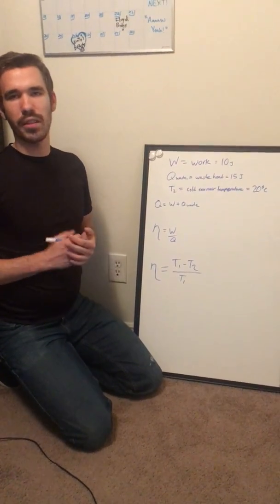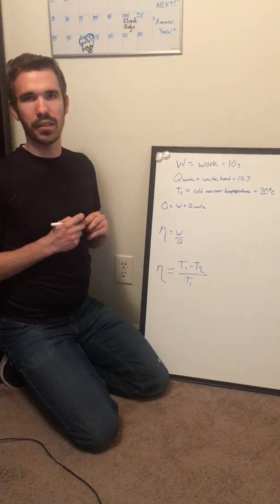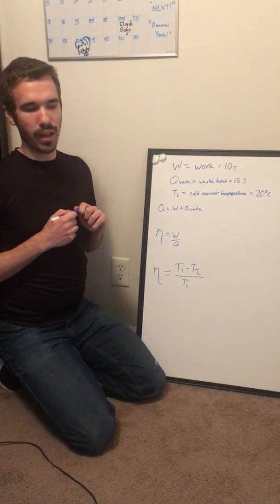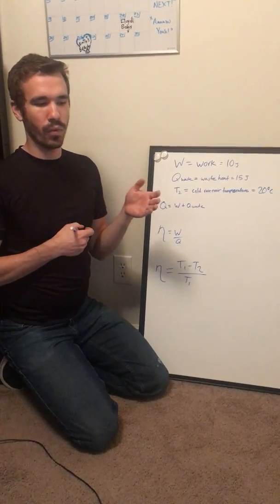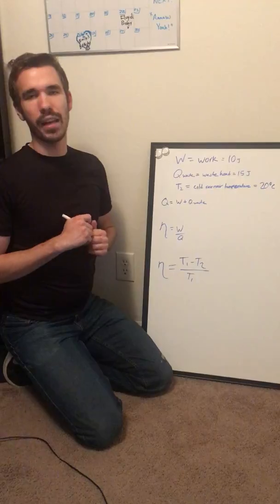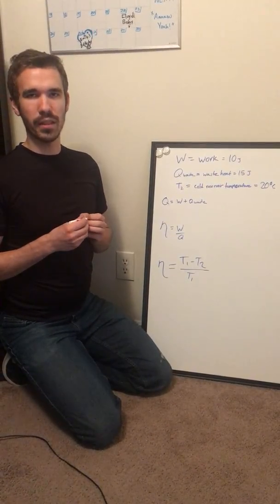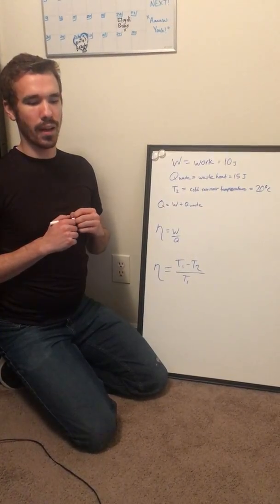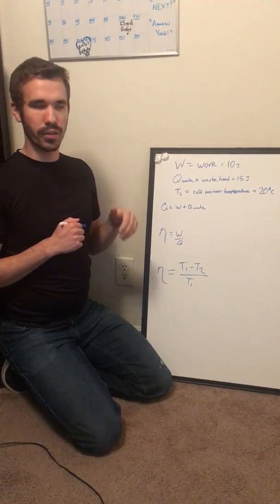Question 64 in chapter 11 in our physics textbook. It says that if we have an engine that does 10 joules of work and exhausts 15 joules of waste heat, it wants to know in part A what is the engine's efficiency, and in part B, if the cold reservoir temperature is 20 degrees Celsius, what is the minimum temperature possible in degrees Celsius of the hot reservoir.